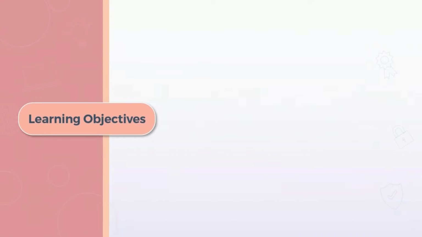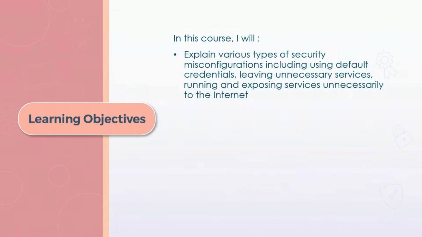Modern on-premises and cloud networks consist of many types of network devices, hosts, and services. Each of these services must be configured and monitored to ensure continued compliance with organizational policies and security policies. In this course, I'll explain the various types of security misconfigurations, including using default credentials, leaving unnecessary services running, and exposing services unnecessarily to the internet.